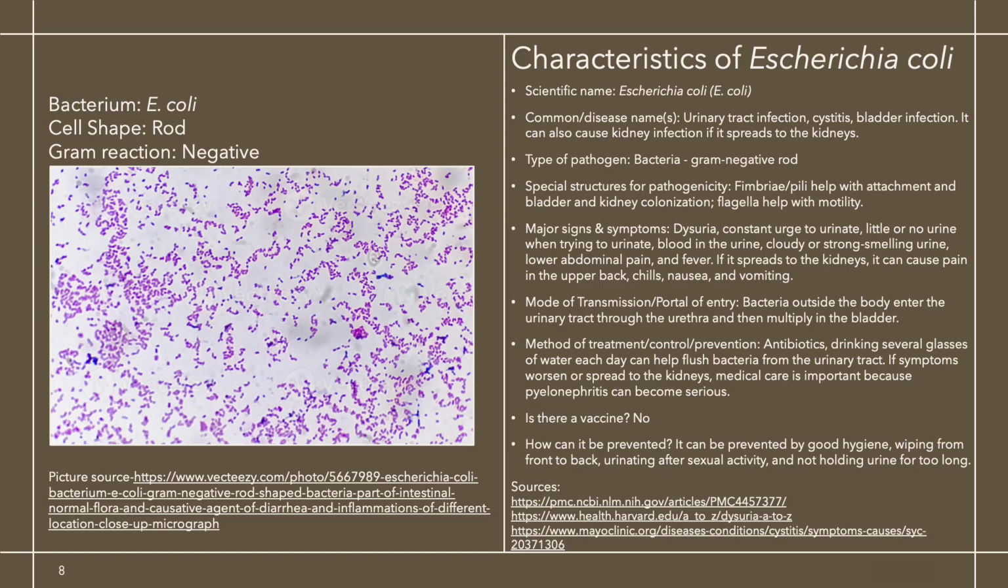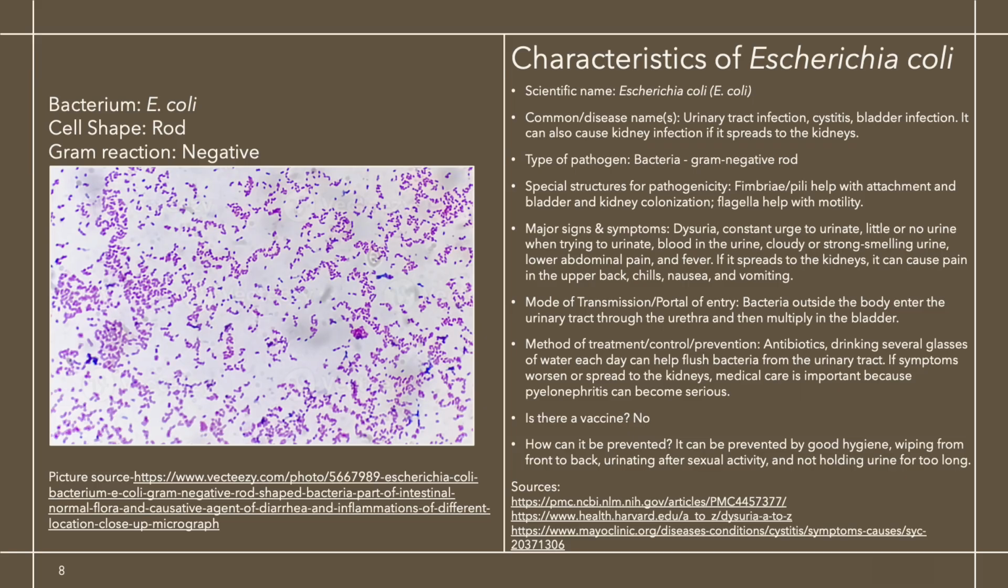The characteristics of E. coli. The scientific name is Escherichia coli, also known as E. coli. In this case, the disease names are urinary tract infection, cystitis, or bladder infection. If the infection spreads to the kidneys, it can also cause a kidney infection. For the type of pathogen, E. coli is a bacterium. It is a gram-negative rod, which means it has a rod shape and stains gram-negative. I have also added a microscope image of E. coli to show its rod shape and gram reaction.